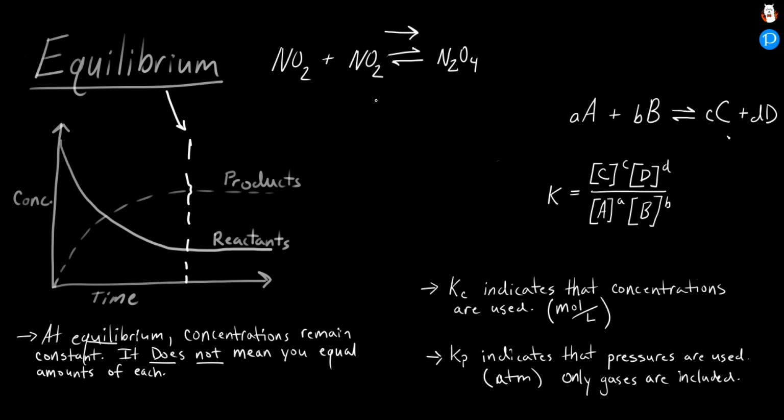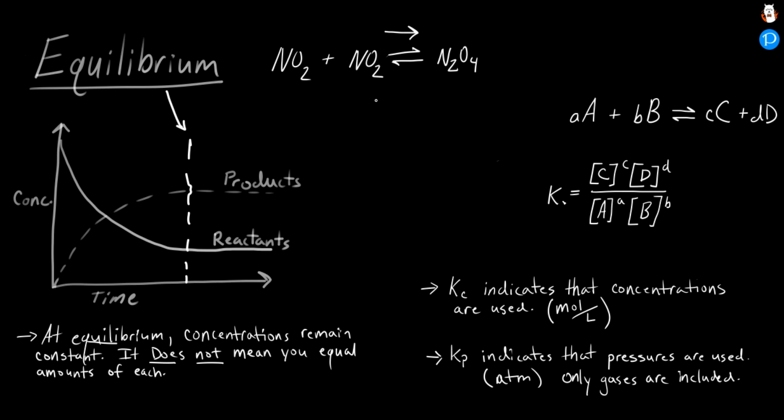So if I look at this general equation right here, I can see that my K value for the reaction would be equal to the concentration of C raised to this power. So whatever number I have here, that's the power I raise this to. And we do that for each reactant. And then on the bottom is going to be my reactants, and on top, my products.